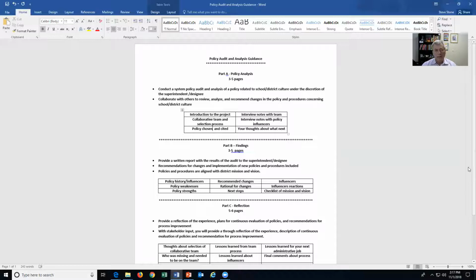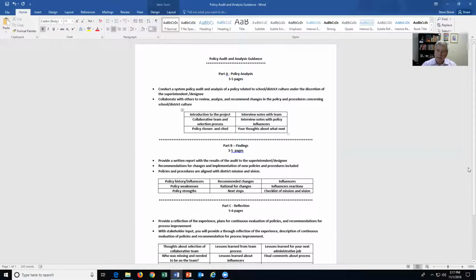You're listening to what their questions are. You're listening to their suggestions. So this is an awesome paragraph about the influencer's reaction. And then the last thing you need to do is to make a rationale that it fits the mission and the vision of the district. And that's part B, the findings.